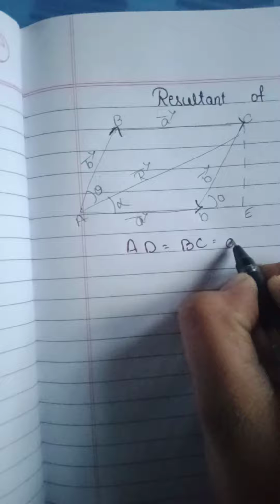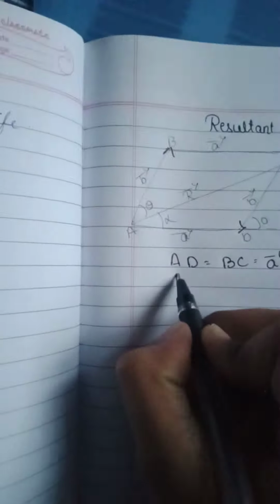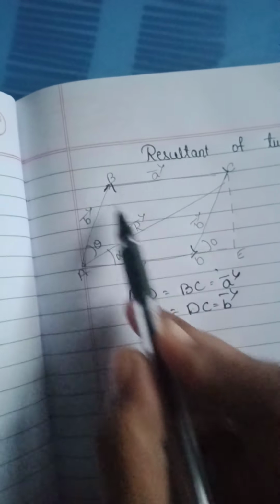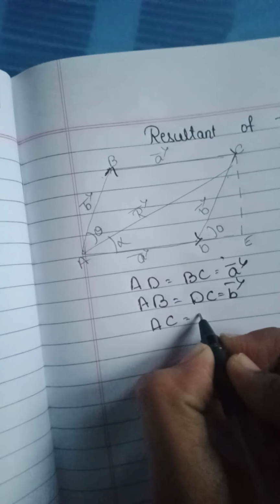Hello, today I am doing the resultant of two concurrent vectors. This is the parallelogram. First we take AD equals BC equals vector A. In this figure they have given AB equals DC equals vector B, such as AB and DC, and vector A are AD and BC. AC equals vector R.